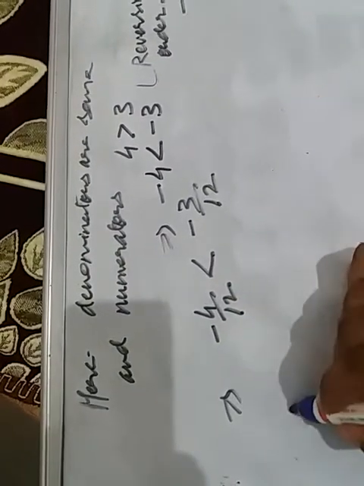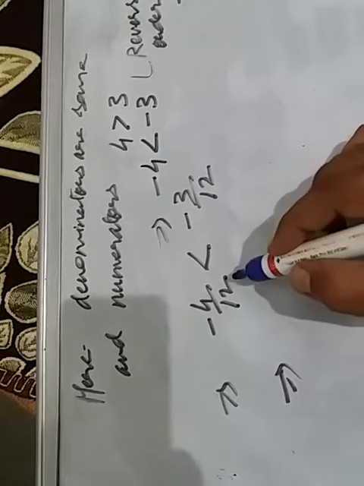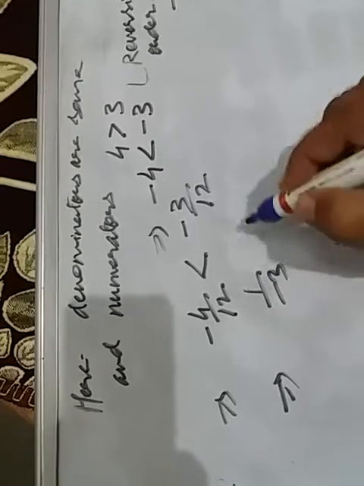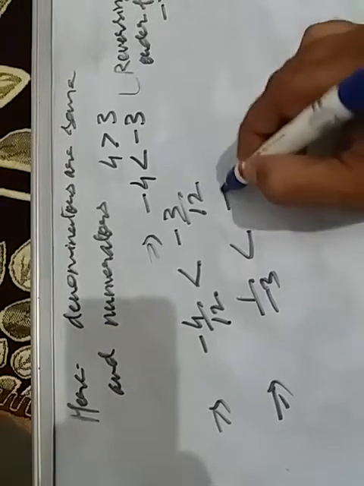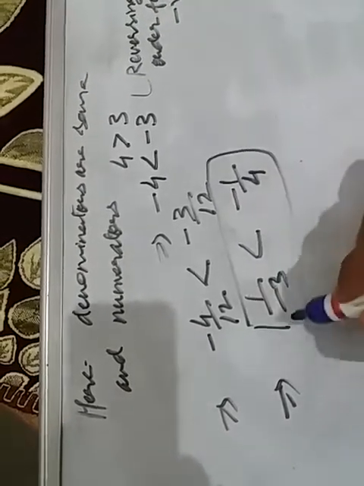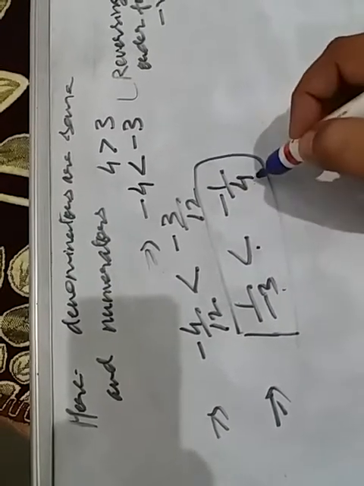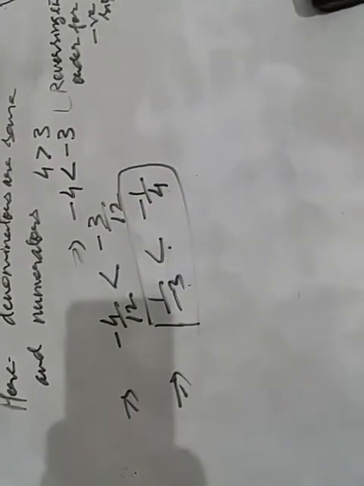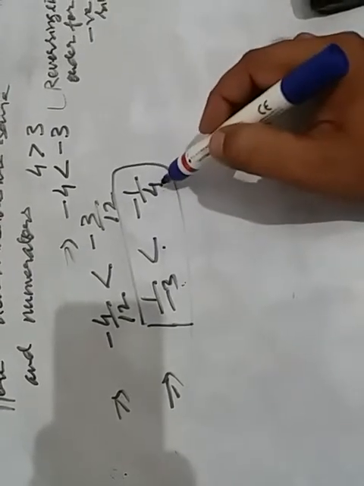But see, what are the original rational numbers? Minus 4 upon 12 is equivalent to minus 1 upon 3, clear, and minus 3 upon 12 is equivalent to minus 1 upon 4. So where did we reach? We see that minus 1 upon 3 is less than minus 1 upon 4. So this is how we have to compare the numbers, clear children.